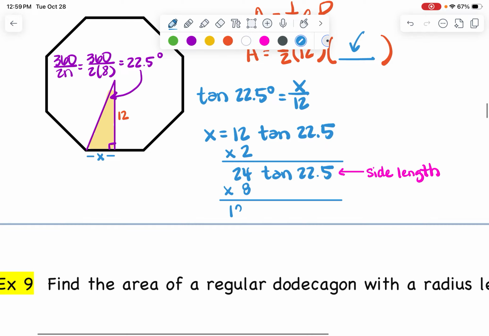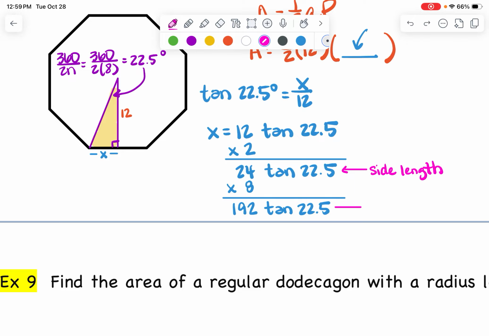So that's going to give me 192 tan 22.5. Now, could you shortcut this and multiply by 16, because there's 16 half sides around an octagon? Yes, right? But I didn't want to do that off the bat because I didn't want to lose anybody, right?